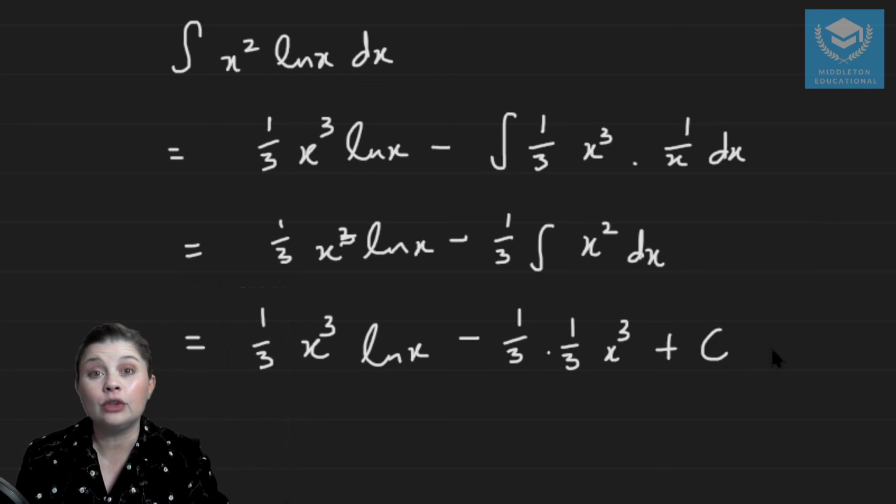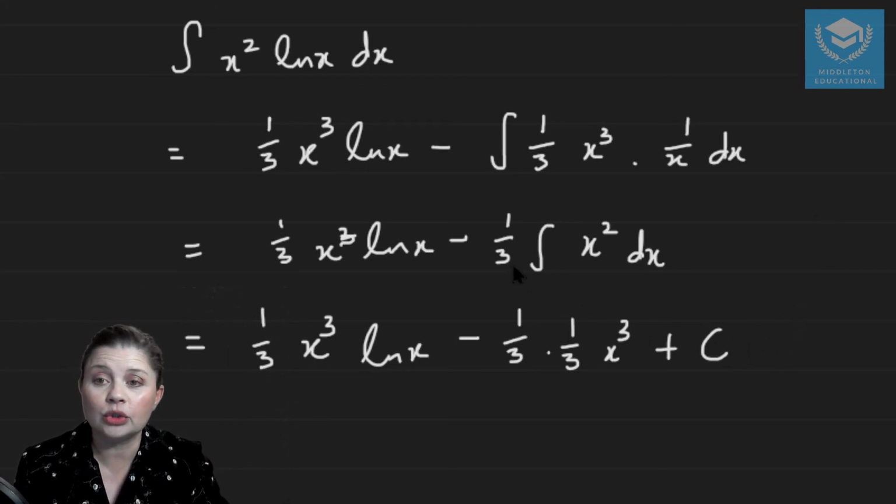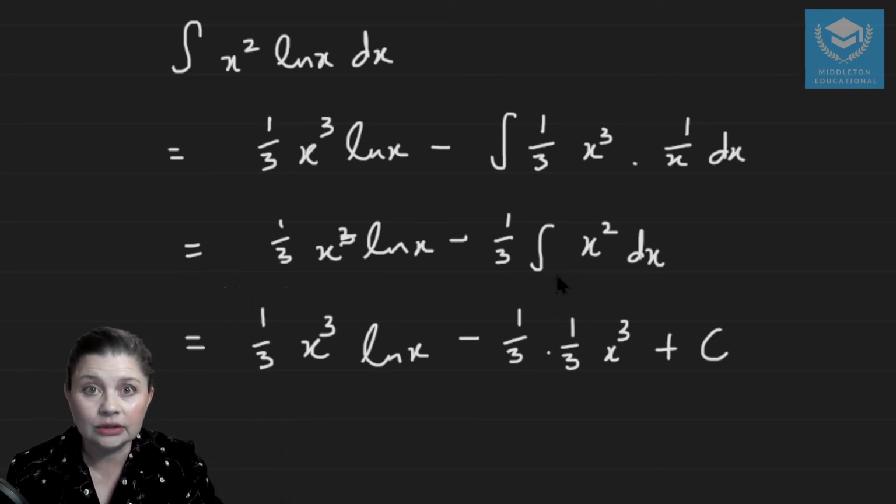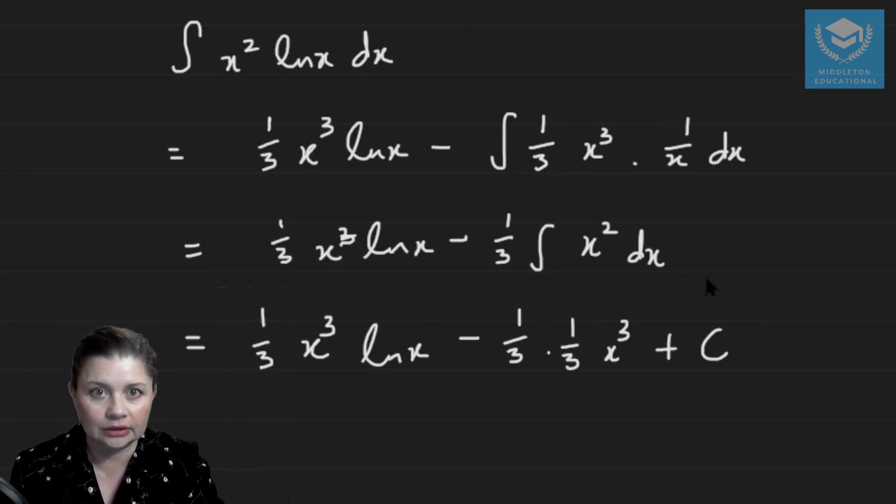You have to add the integrating constant in because what you've got here is an indefinite integral. And an indefinite integral is where you don't have limits. Once you have limits on your integral, you then would have to evaluate every part of that integral, and that is called a definite integral.